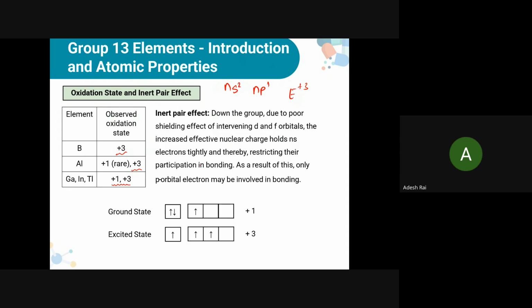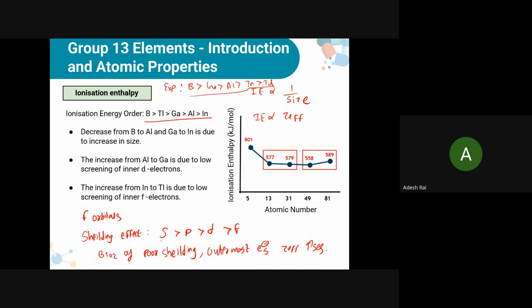So in inert pair effect, what happens? If you see, it's written over here. The outermost electrons will receive a good amount of effective nuclear charge from the nucleus. Why? Because of poor shielding by d and f orbitals. As a result, what happens? Just now we studied the shielding effect order. S is the best shielder.